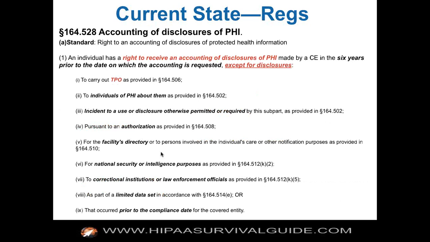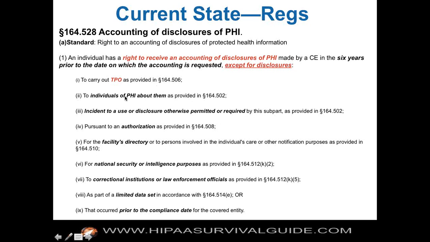This is the current regulation, 164.528, accounting. I like to say accounting for disclosures. I just take exception with accounting of disclosures, but that's just me. So you'll hear me say accounting for disclosures, or A4D for short. And this is the privacy rule that's been in effect since 2004, so it's been in effect 10 years. It says an individual has a right to receive an accounting of disclosures of PHI made by a covered entity in the 6 years prior to the date on which the accounting is requested, except for disclosures, and then you have this laundry list of exceptions.